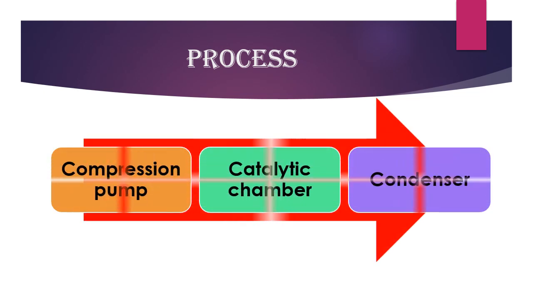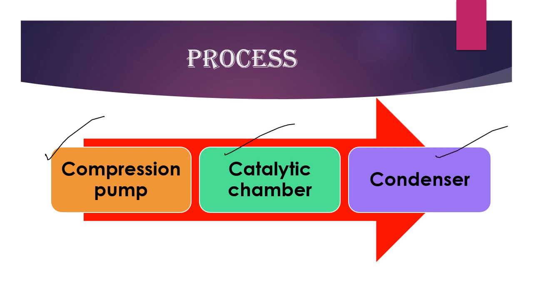Then what is the process? The process is very simple. You have only three chambers, you can call it. First one is the compression pump or compression chamber. Second one is the catalytic chamber. Third one is the condenser. Let's see what each of them is.